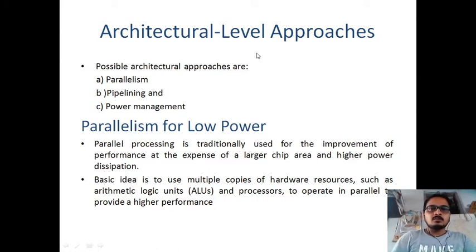In the architecture level approaches, we have mainly three approaches. The first one is parallelism, the second one is pipelining, and the third is power management. We will see them one by one. The first topic is parallelism for low power.